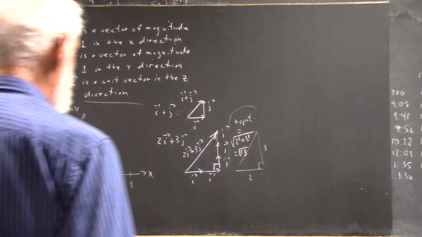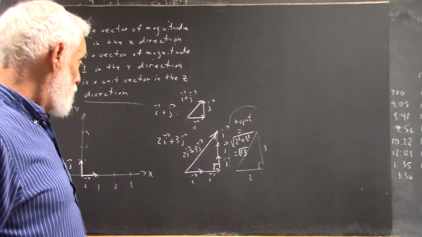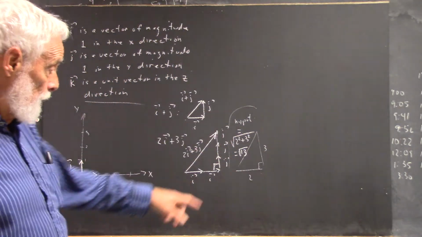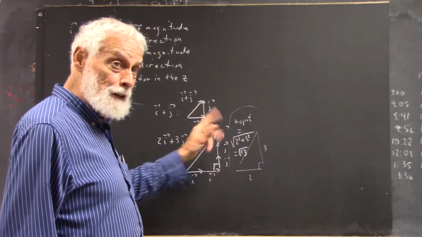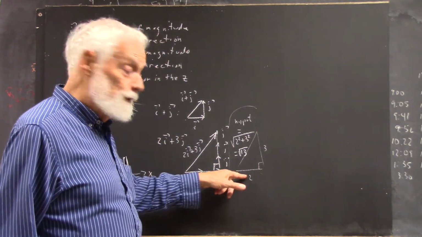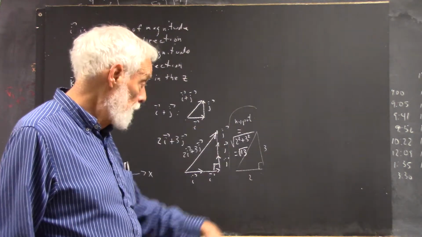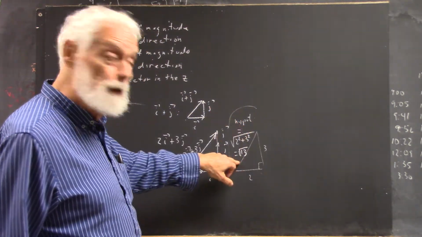Okay, so to get the length of the 2i plus 3j vector, we don't necessarily have to draw this triangle, but to label it I did. You have a right triangle here because the j vector and the i vector are at right angles. So you have a leg of length 2, a leg of length 3, the third side being the hypotenuse, and you use the Pythagorean theorem and you immediately see what the length is.